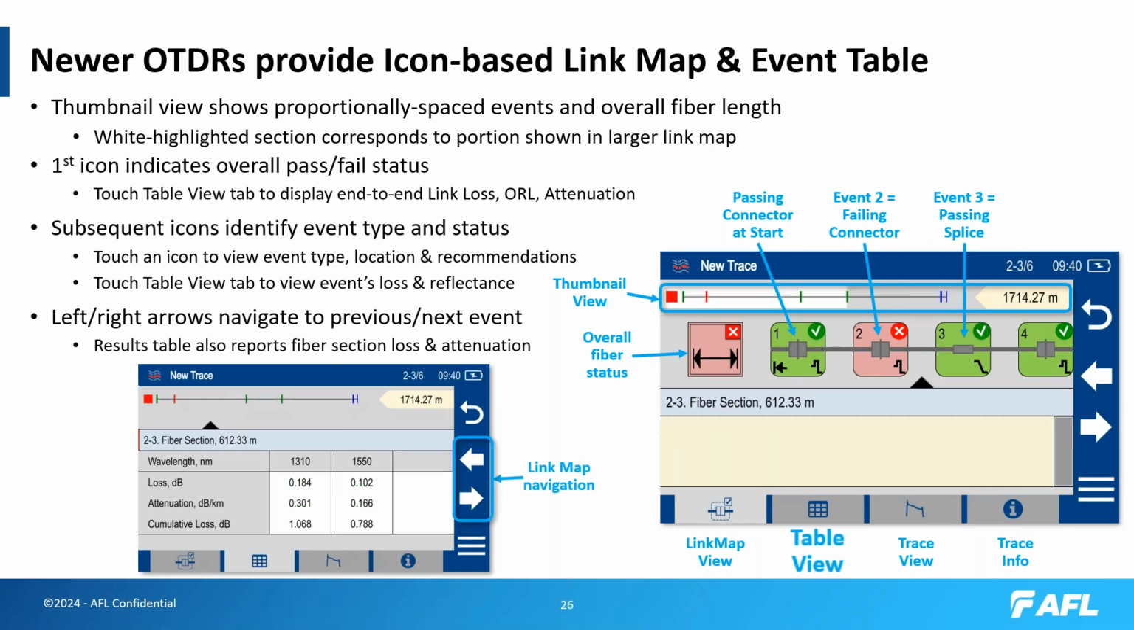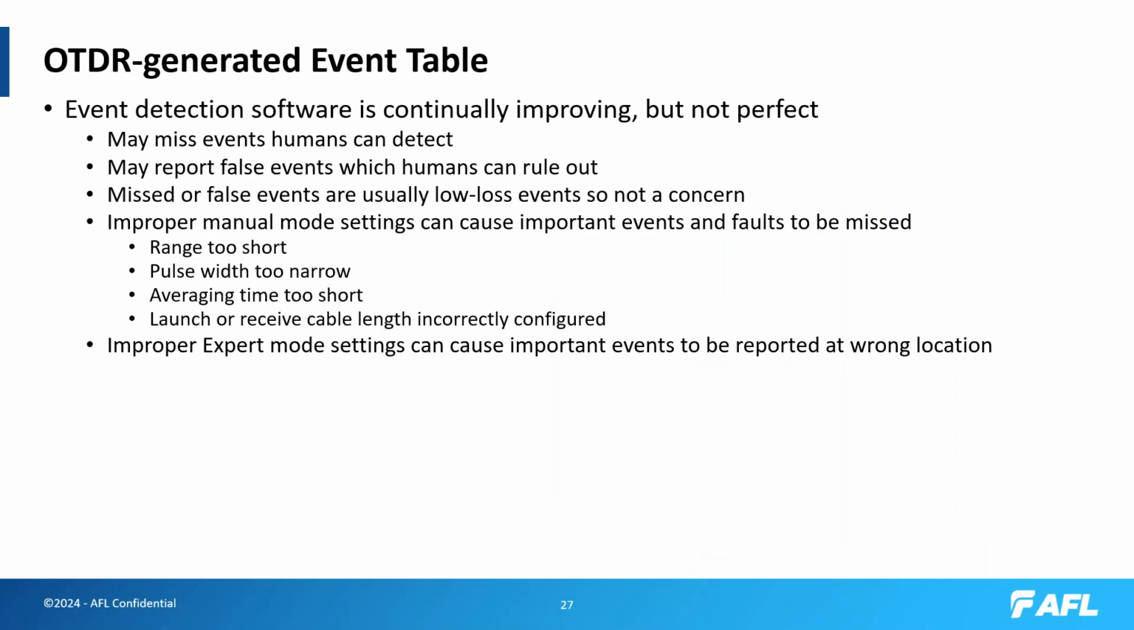The left and right arrows allow me to navigate to the previous or next fiber section and event. And for the fiber sections, I can get the loss of that fiber section, the loss per distance, and the cumulative loss to the end of that section. The OTDR will generate an event table.